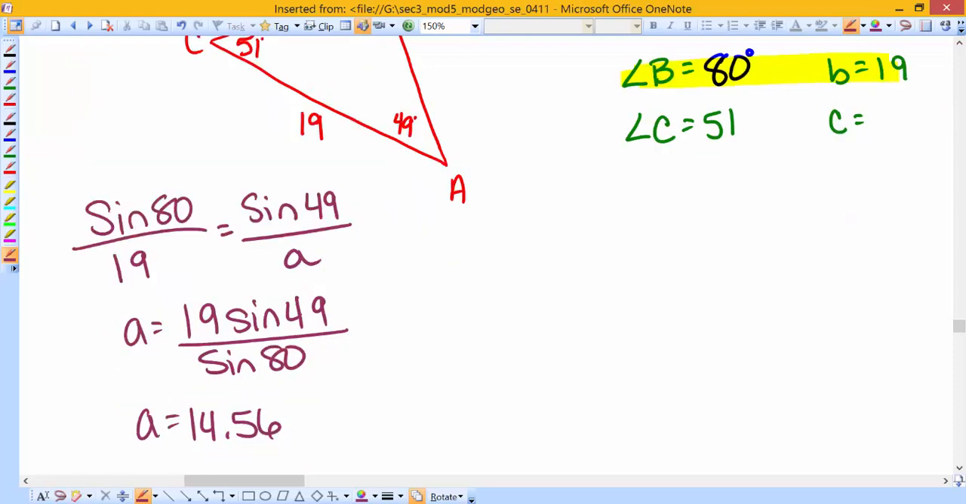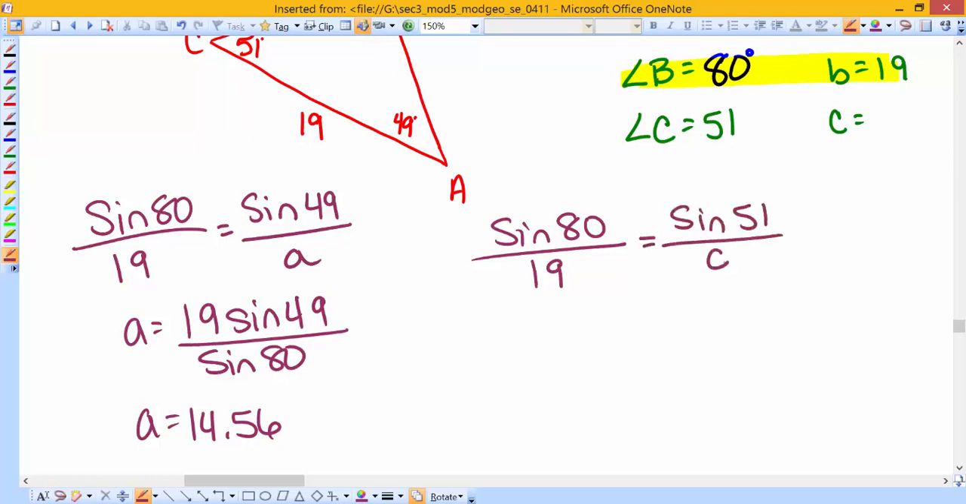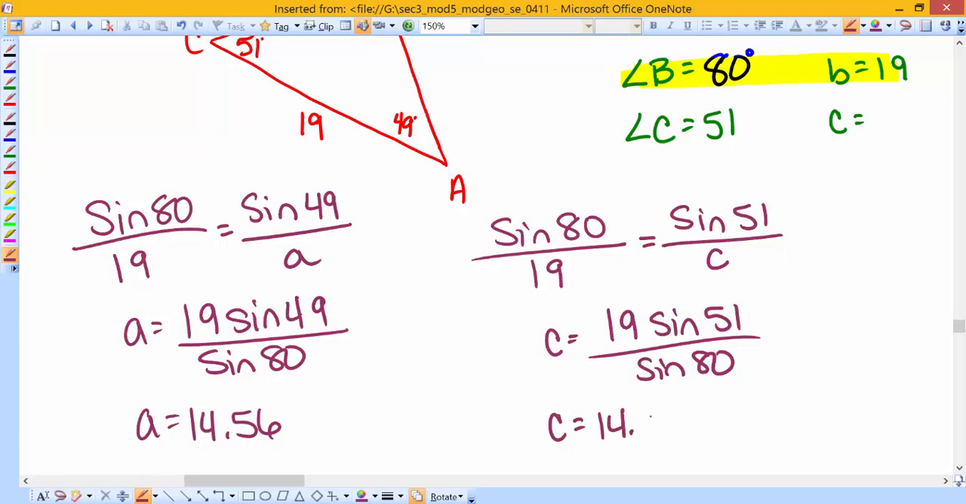Now let's work on finding side C. I'm going to use my side angle pair again. I don't want to use decimals, but now I'm going to use the sine of 51 over C. So C will equal 19 times the sine of 51 over the sine of 80. 19 times the sine of 51 divided by the sine of 80. And this side is 14.993. So I'm going to put 14.99.